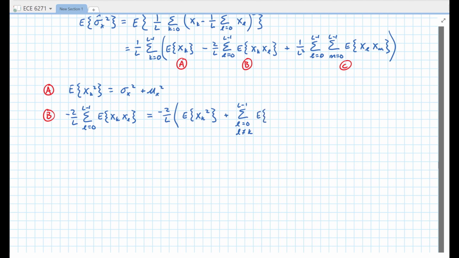Well, in this case, if they're not equal, then they're independent. They have different distributions. And so we can divide this out into a product like that. Well, there'll be L minus 1 of these, and so this then simplifies as sigma x squared plus mu x squared. So we're doing the same thing that we did before for part A, because we have that same term. And now we have L minus 1 times mu x squared. And that comes from this second term. Okay, well, we're getting closer.